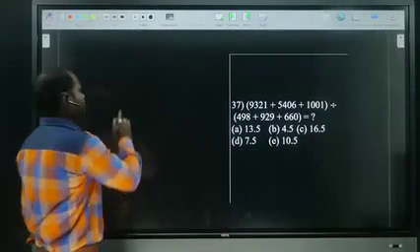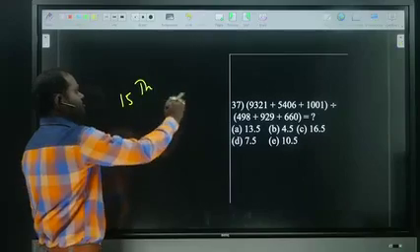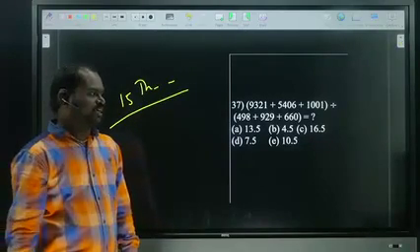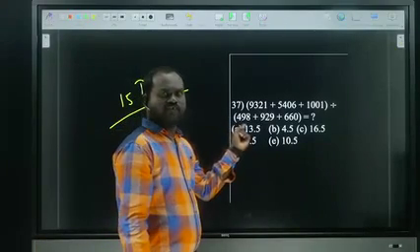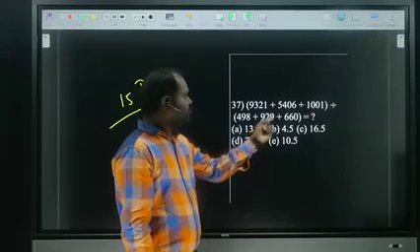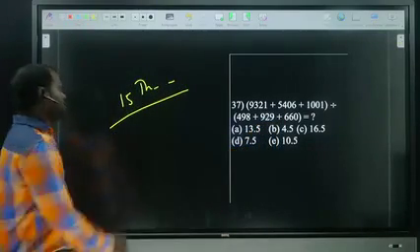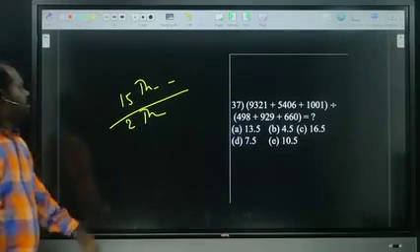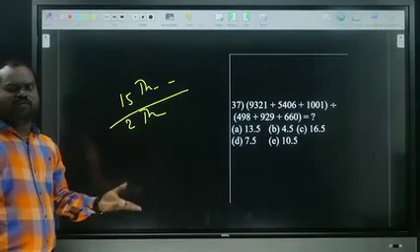So the numerator is 15,000. Divide by 498, which is near to 500. 500 plus 900 is 1400. 1400 plus 600 means 2000. It is 2000. Right? It is 15,000 over 2000. See roughly, don't do exact.